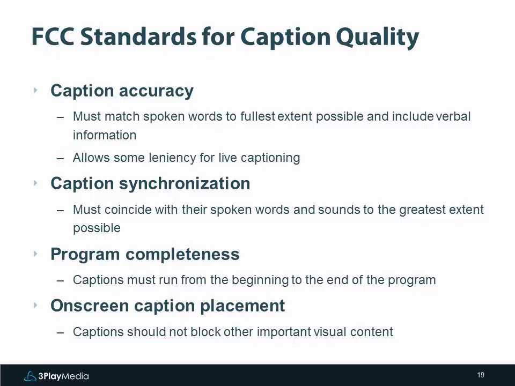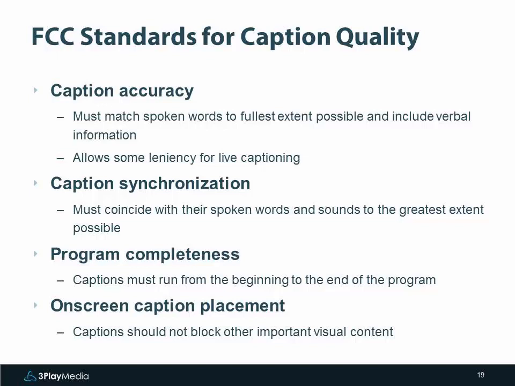The second part of it was synchronization. Captions really need to be pretty much perfectly aligned with the audio track. When captions lag or drift, they said that was unacceptable. The third part is program completeness. There were a lot of complaints previously that sometimes captions would end before the show actually ends. Sometimes there would be a scene after the credits which did not include captioning. So the FCC ruled that captions need to cover the entire program from start to finish.